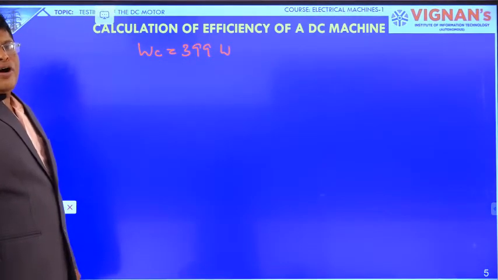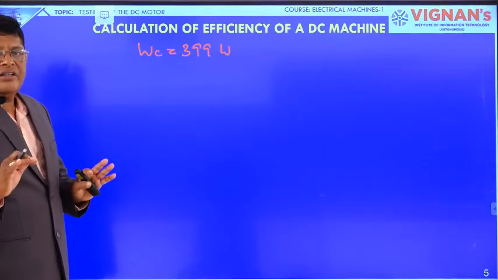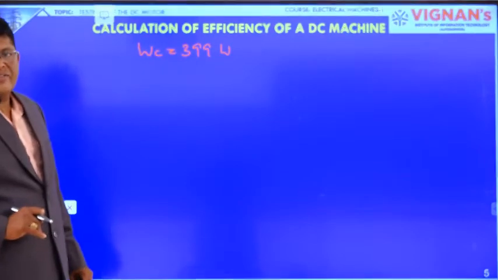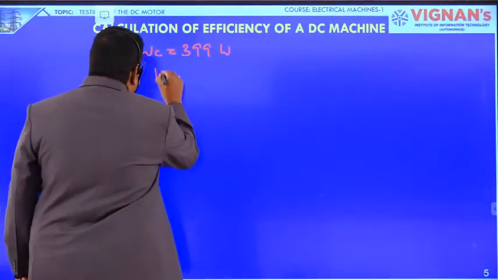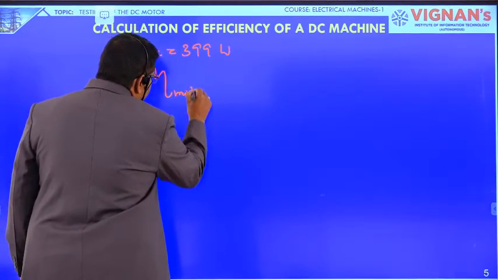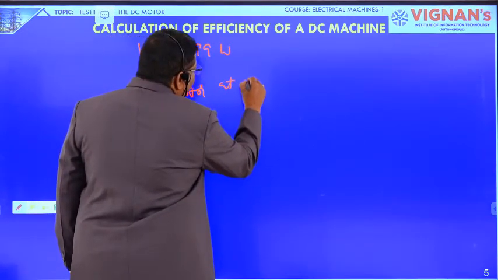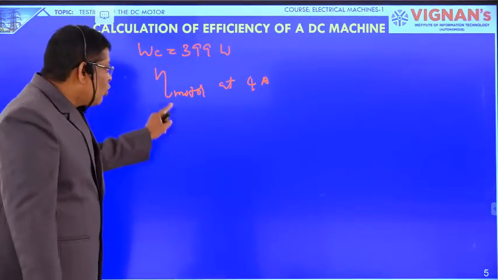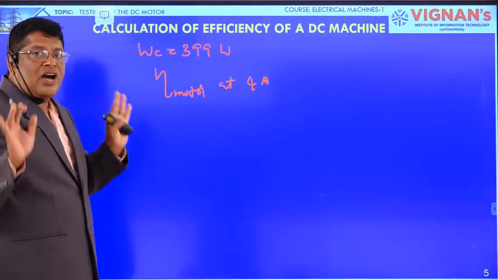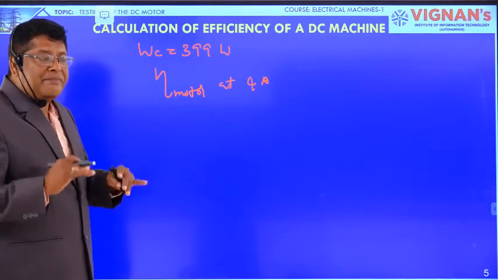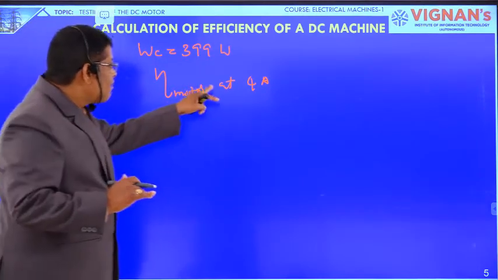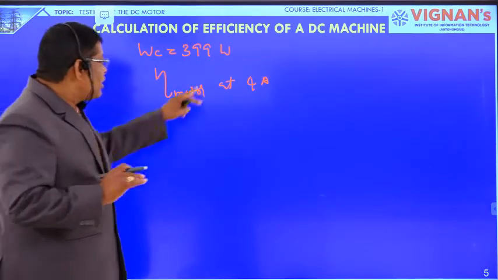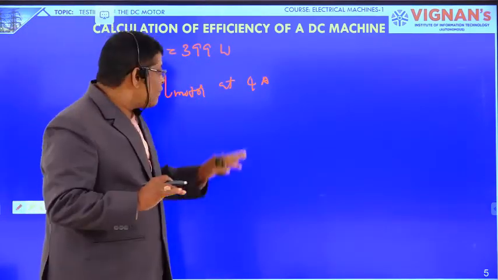Now we want to find out what is the efficiency of the motor at 4 amperes of current. See here, now we are going to calculate the efficiency of the motor at 4 amperes of current. This is very, very important, whether it is motor or generator. Already we know that we are treating that machine as a motor, so this current becomes the input current. In case of a motor, the current given means the motor is taking 4 amperes of current.